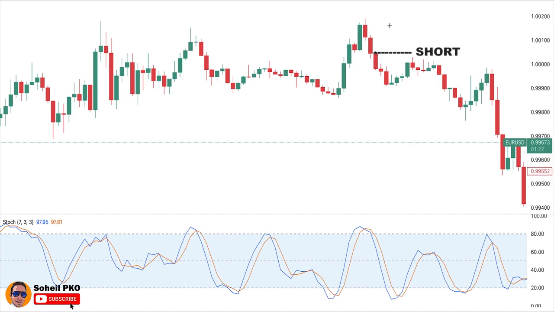The stop loss for this trade can be placed above the pattern high, and for the profit we can either take it when the price reaches an existing support level, or we can move our stop loss above each pullback and ride the trend.